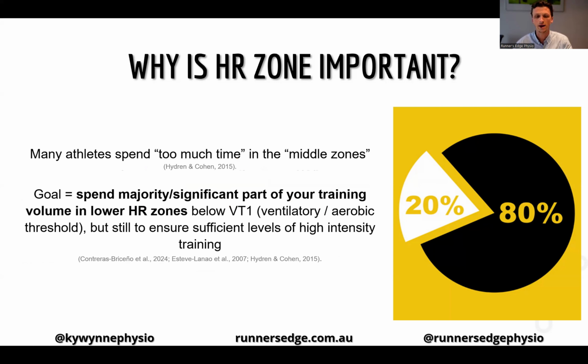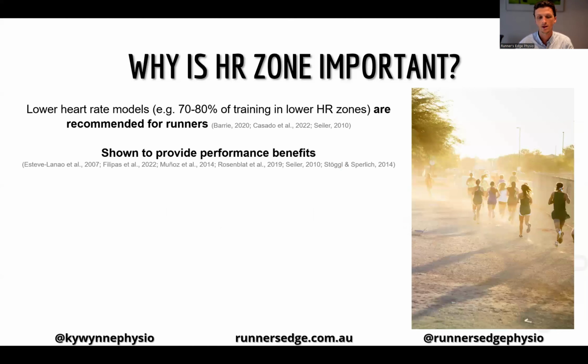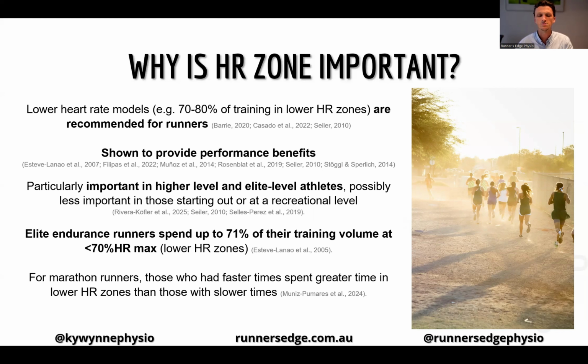And the goal should be to try and spend, for endurance athletes, a significant part of your training in the lower heart rate zones below that VT1 or the aerobic threshold, but still ensure you have sufficient amounts of high intensity training. So these are recommended by experts for runners, these lower heart rate models, and they have been shown to provide performance benefits. And I'll go explicitly into the degree of performance benefit in a moment, but it's particularly important for higher level and elite level athletes, but possibly less important for those starting out or at a recreational level. Doesn't mean it's not important, but possibly less important.